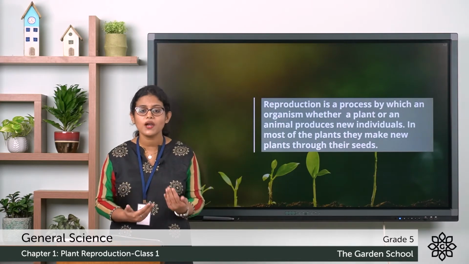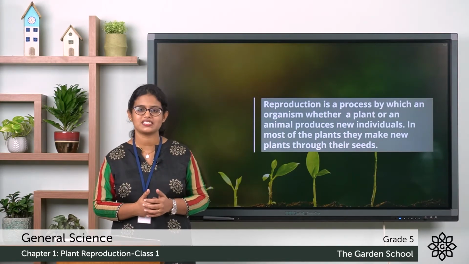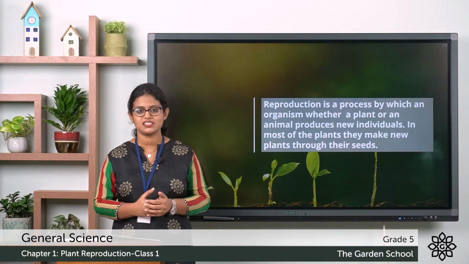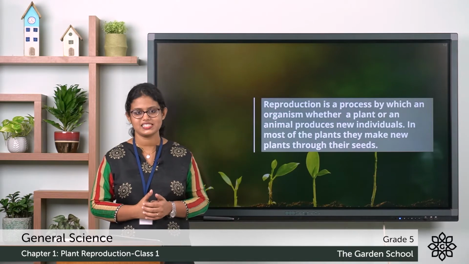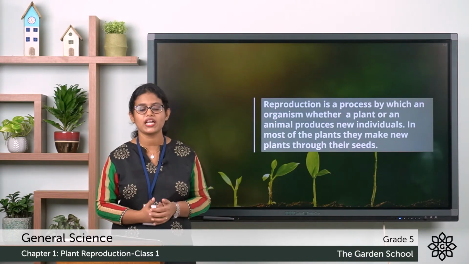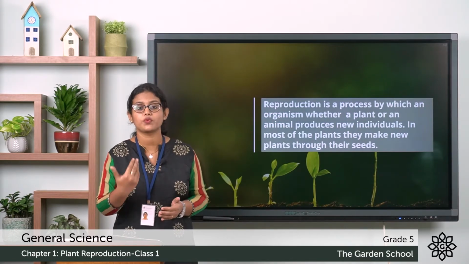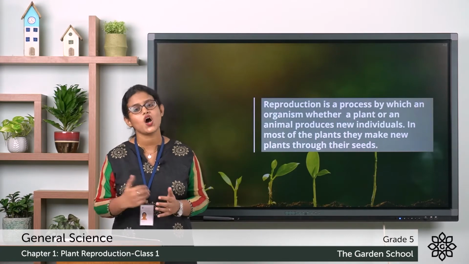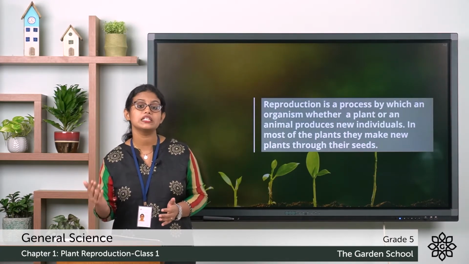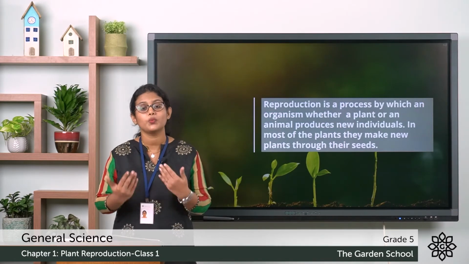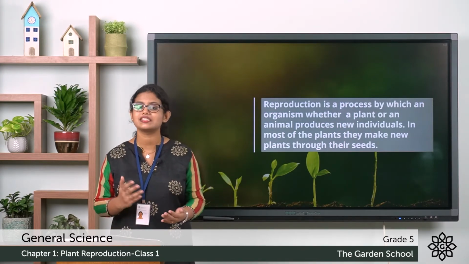And how do plants produce their offsprings? Through their seeds. So what is reproduction? In plants, it is a process of producing offsprings, and a plant produces offsprings from its seeds. So that is what we are going to learn in this chapter.